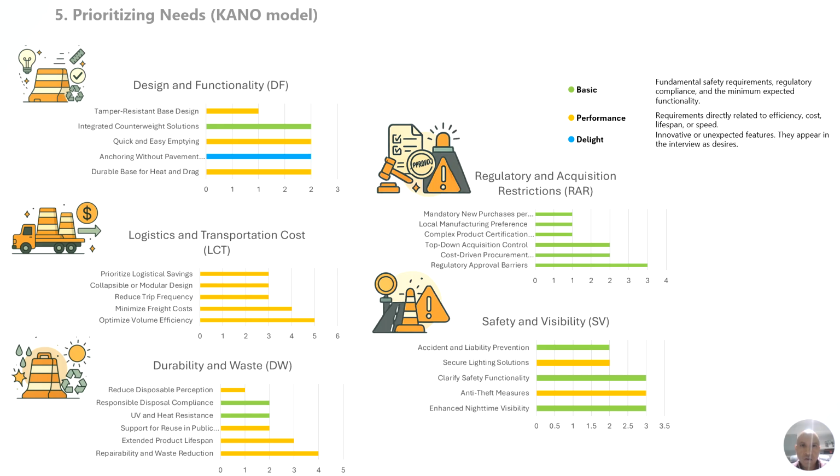To better understand satisfaction, we apply the Kano methodology, which classifies needs into 3 categories. Basic requirements: must-have conditions such as regulatory compliance, nighttime visibility, and resistance to UV and heat. Performance requirements: features that drive functional satisfaction, including volume optimization, freight cost reduction, and waste minimization. Delight requirements: unexpected features like pallet-friendly anchoring.